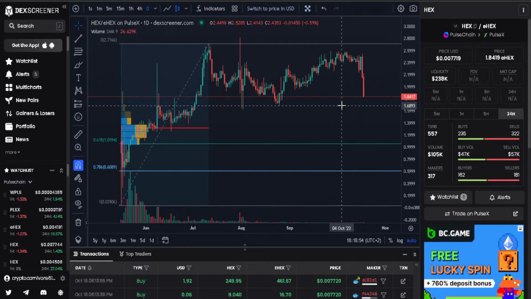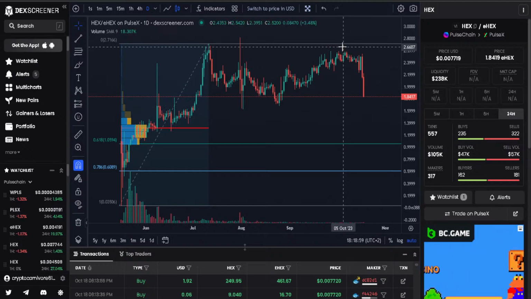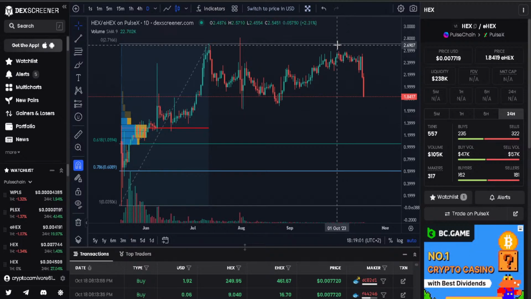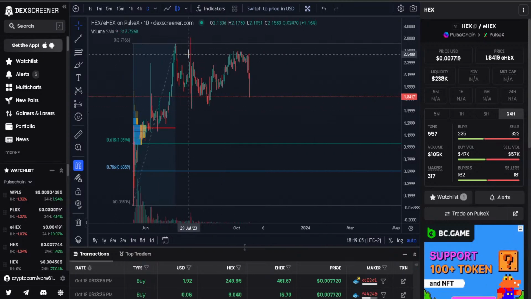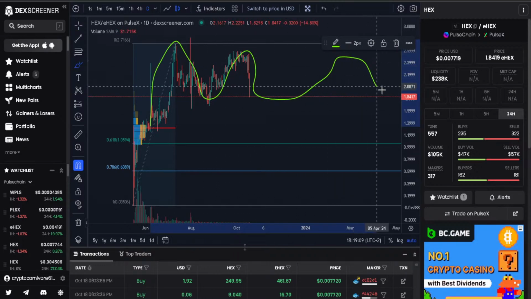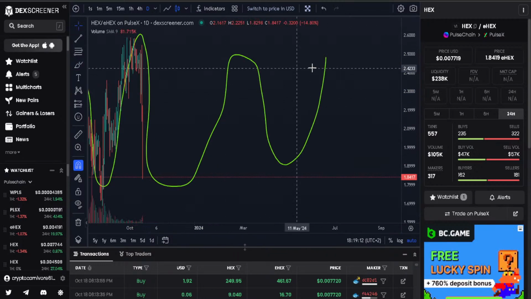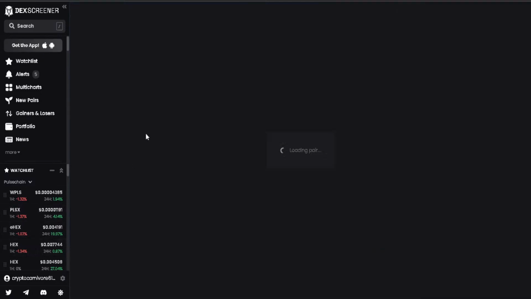So yeah, I'm struggling to find words, but this is just going to be the same story throughout the cycle. Don't be surprised if we just do like this throughout. A very boring chart. Let's look at Hex for you on Pulse chain.